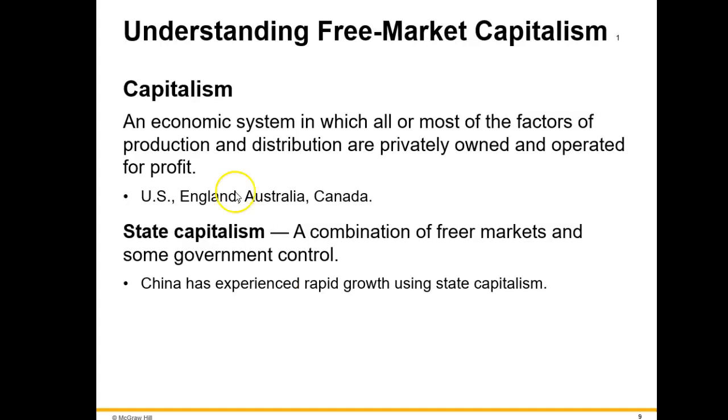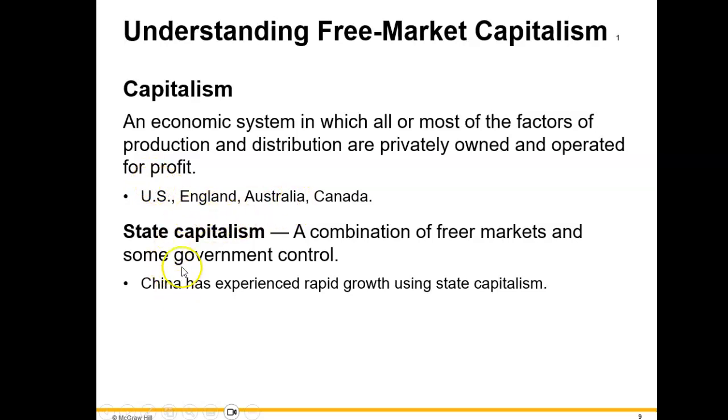Okay? Capitalism. In the United States, we have what's called a capitalist economic system. This is a system in which all or most factors of production and distribution are privately owned and operated for profit, meaning that companies are going to purchase goods and services from other privately owned companies, not government organizations. State capitalism is a combination of freer markets and some government control. So capitalism is here in the United States, England, Australia, Canada.